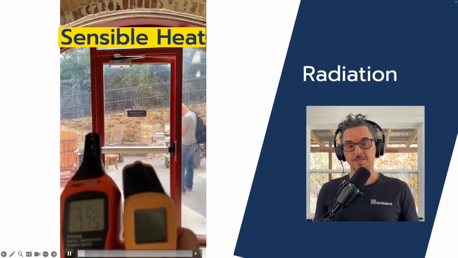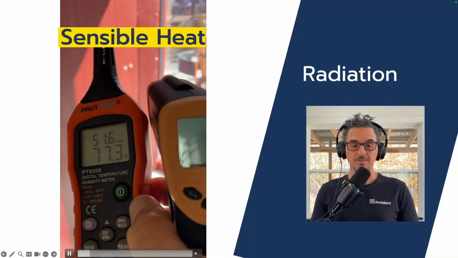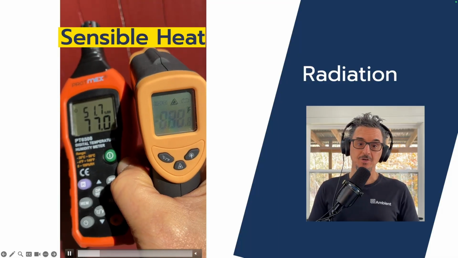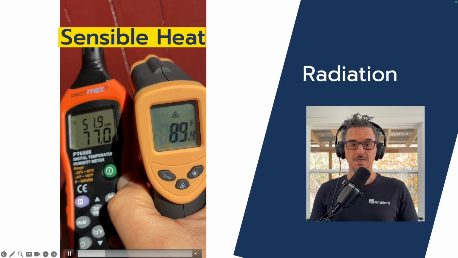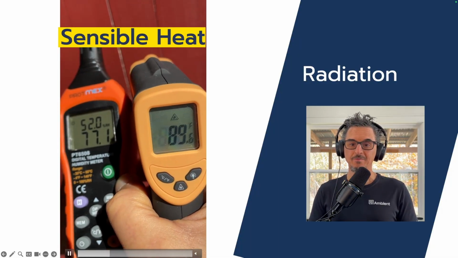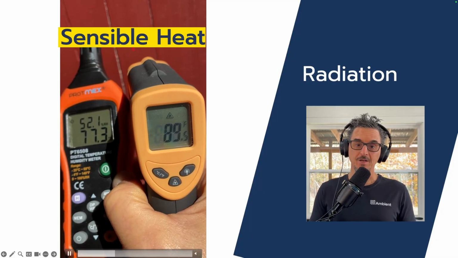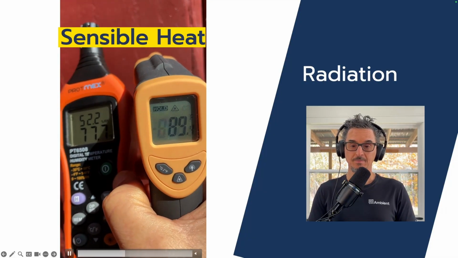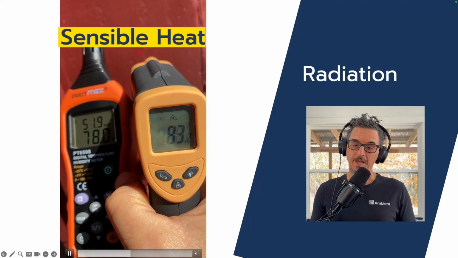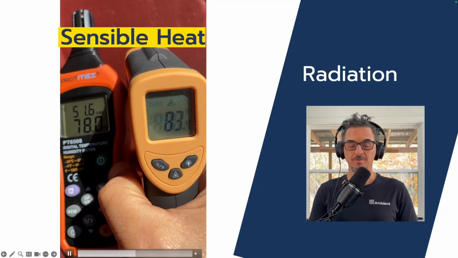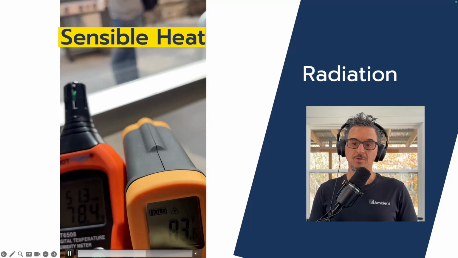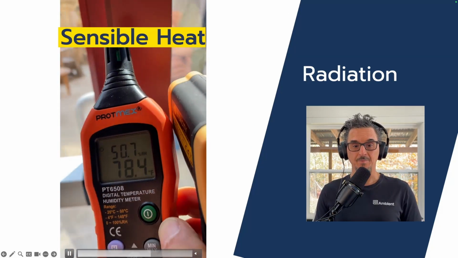Here's a really good example of what radiant heat looks like. You can see the temperature on the left there is the space temperature, which is about 77 degrees. But look at the surface temperature of this door. This dark red door is almost 90 degrees. That's because the sun's coming through the window. The radiant heat from the sun is hitting this door and heating it up to be much hotter than the space temperature.